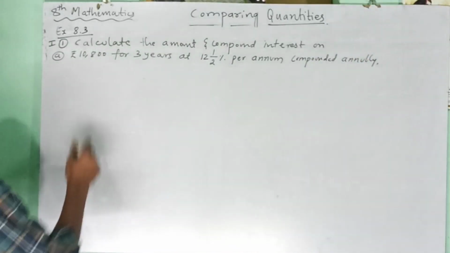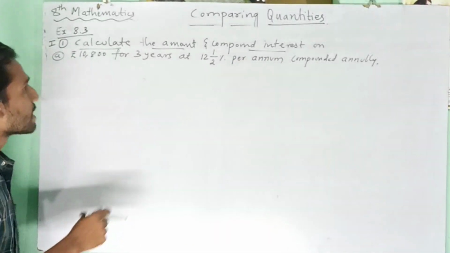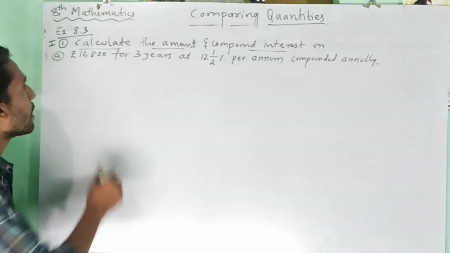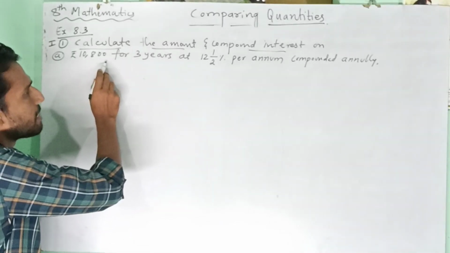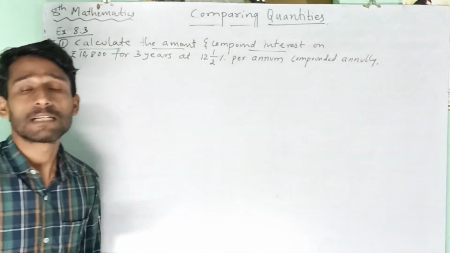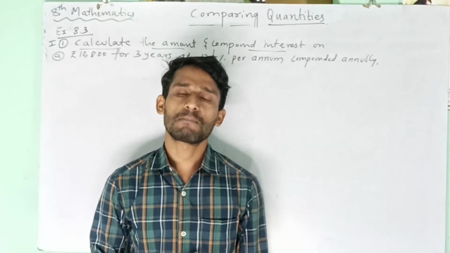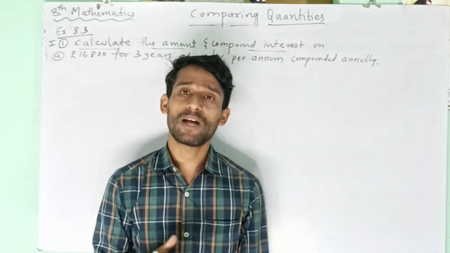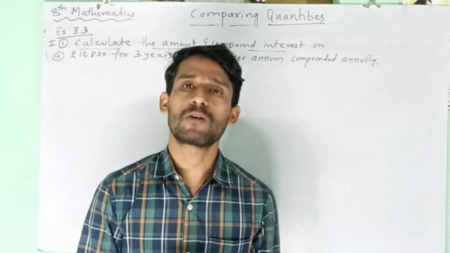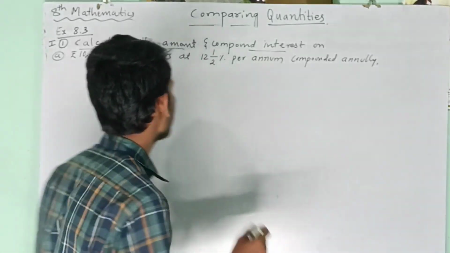Let us see the first question. Dear student, calculate the amount and compound interest on $10,800 for 3 years at 12 1/2% per annum, compounded annually. We know the formula A is equal to P into the bracket 1 plus R by 100, whole to the power of n. By using this formula, we have to find the compound interest annually. Let us see the solution.